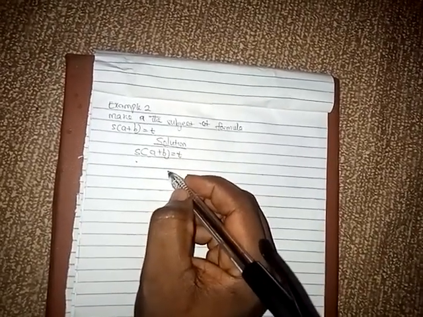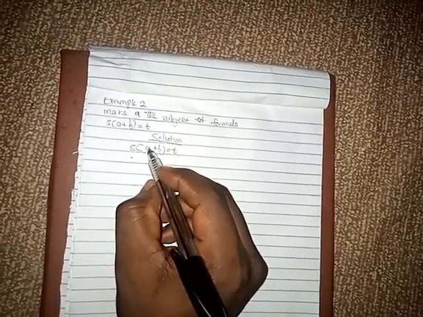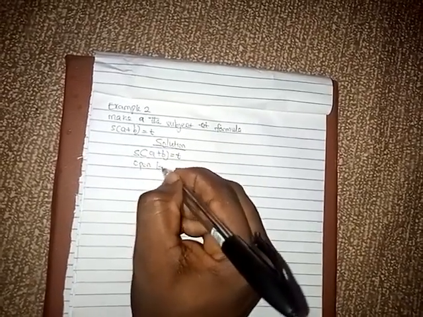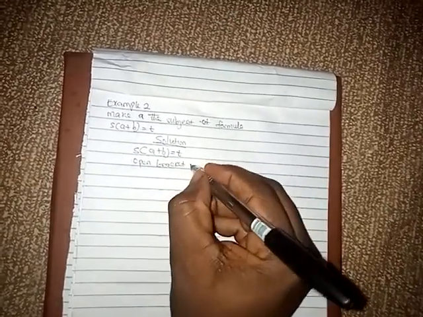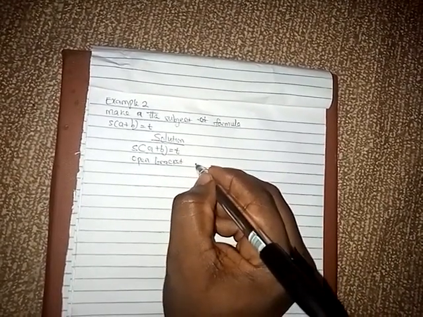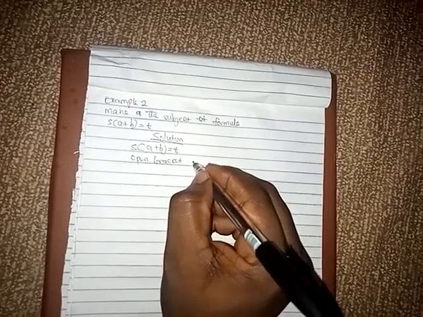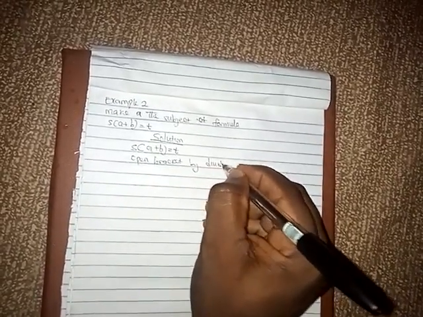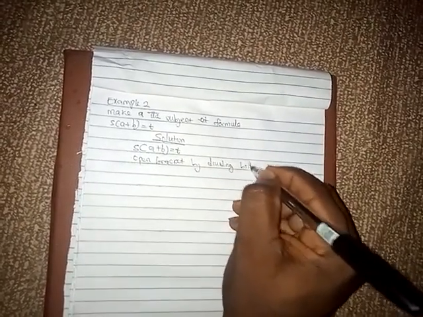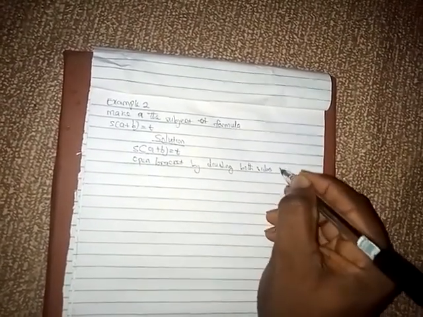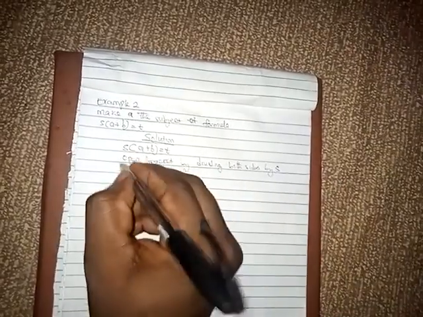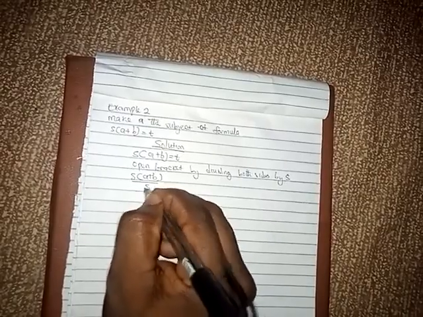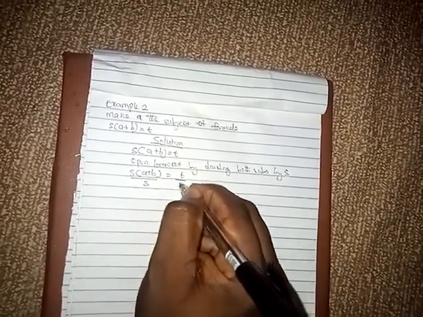Now, what do you think we can do? We want A to stand. So we first of all need to open brackets. We need to open the bracket first. Now, if we open that bracket, how do we open the bracket? By dividing both sides by S. S(A + B) over S is equal to C over S.